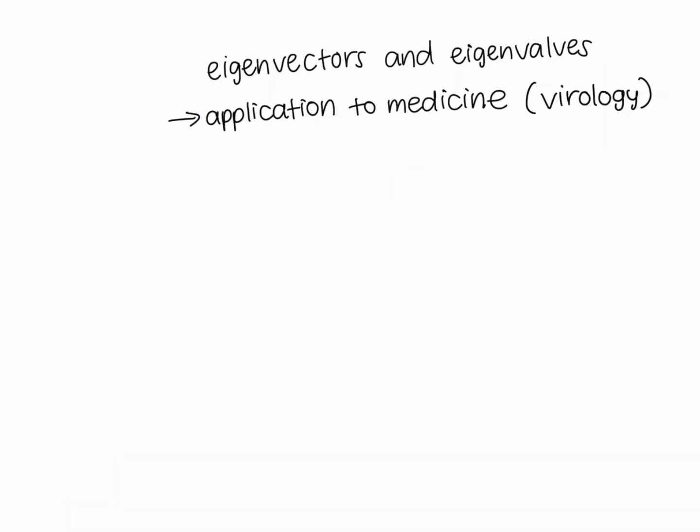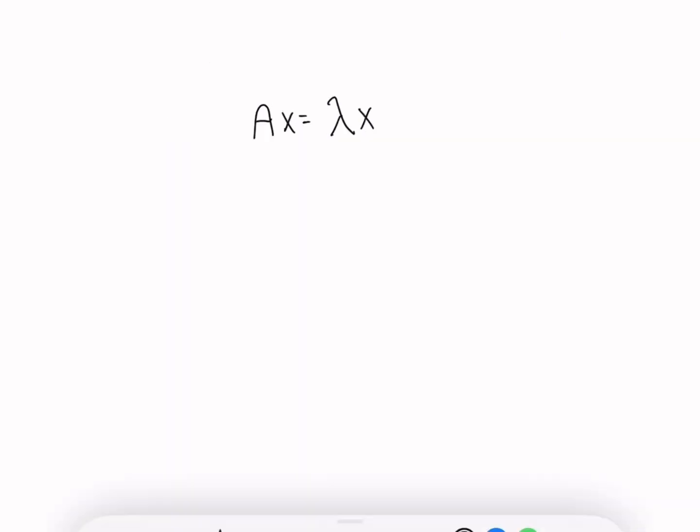So last up, eigenvectors and eigenvalues also have applications in medicine, such as in virology. So first we're going to start by reviewing what eigenvectors and eigenvalues are. An eigenvector is basically a non-zero vector x such that Ax will equal lambda x for some scalar lambda, and A is an n by n matrix. And then we also know that a scalar, this lambda, will be an eigenvalue of A only if there is a non-trivial solution x to this equation.